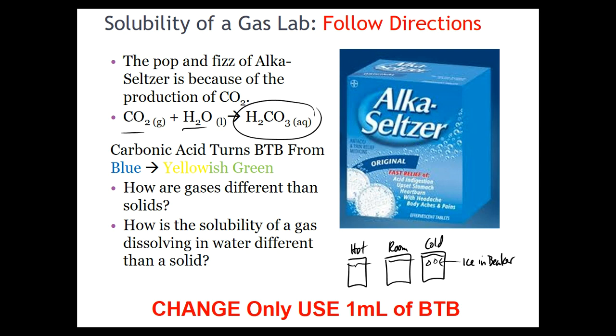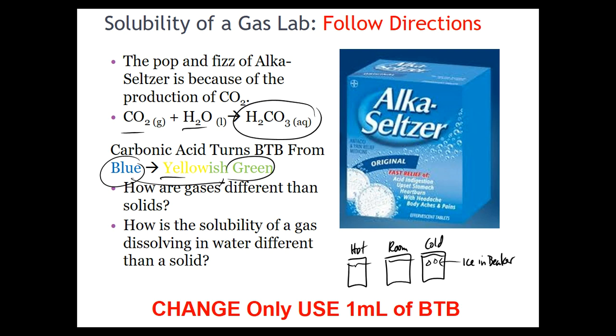Now, the neat thing about it is we can use an indicator called BTB, bromothymol blue, and bromothymol blue is blue until you mix it with an acid. If it, of course, turns greenish in color, that's a pretty strong acid, and a yellow is the weakest acid. If it goes back to blue, that means that it's fairly neutral in its overall concentration, right?